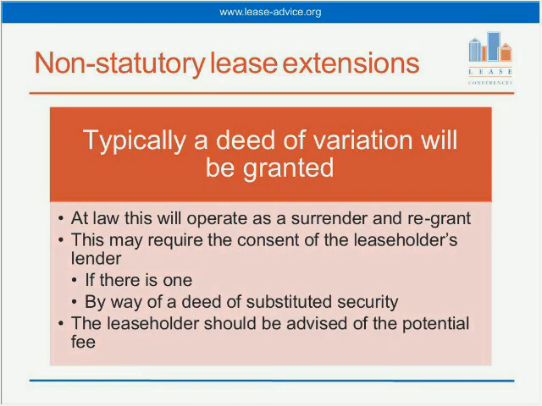With a voluntary lease extension, it may well take place as a deed of variation to the original lease. Now, as it's extending the term of the lease, it will operate as a surrender and regrant. As I understand it, it'll be the closure of the leasehold title at the Land Registry and the registering of a new one. Most likely, the consent of the flat owner's leasehold lender will be required if there is a lender, usually by way of a deed of substituted security for which they may charge. And anybody acting for a leaseholder and trying to do a deal should advise their client of any potential fee for a deed of substituted security.